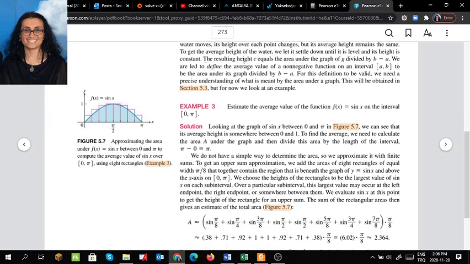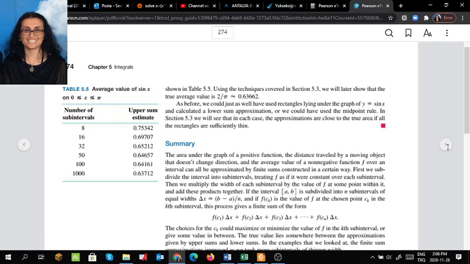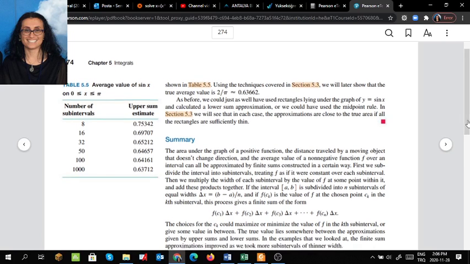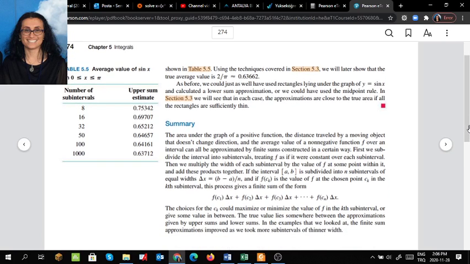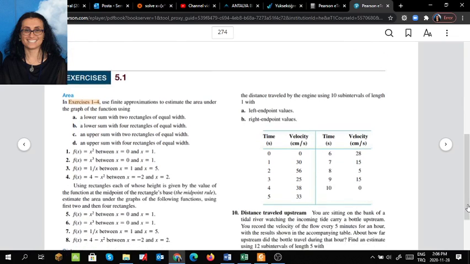And here's a question: estimate the average value of the function f equals sine x on the interval 0 to pi, as an example. And we have a summary at the end. And we have some problems to solve.